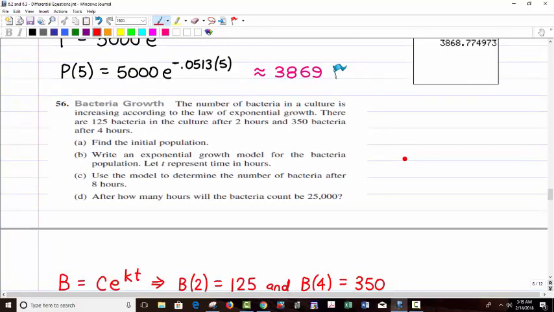All right, so we got a little 4-part problem here. Bacteria of a culture is increasing. There are 125 bacteria in the culture after 2 hours and 350 bacteria after 4. So we have to find the initial population. Notice they're not telling us time 0. But it's very important that they gave us 2 other points in time, because we have to have both of those to be able to solve for time 0. We'll come back and look at all the questions in a minute, but let's just find C first.